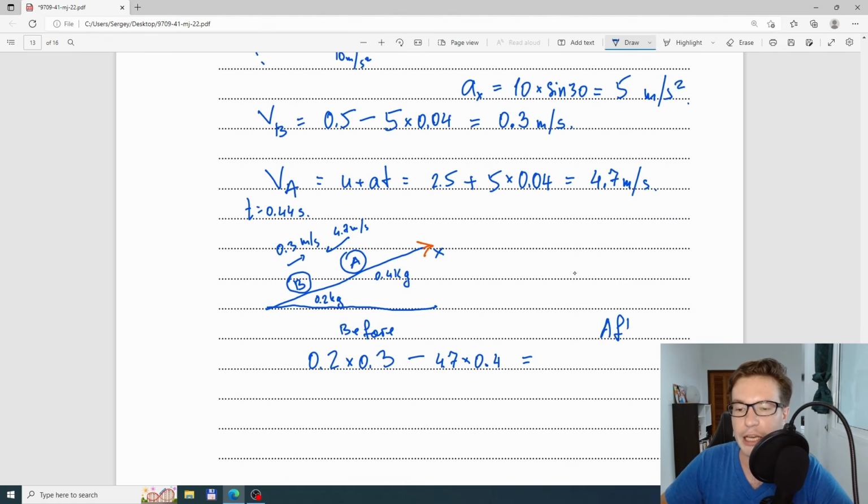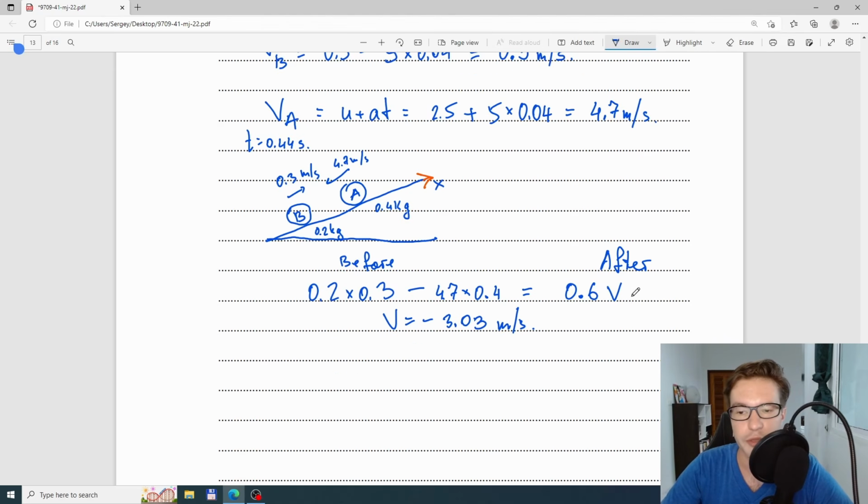Then after the collision, they're going to stick together, and their total mass is going to be 0.4 plus 0.2, which is 0.6, times the unknown velocity, the one we're looking for. Okay, and from here we can find the velocity. I got v equals to minus 3.03 meters per second. Why minus? Because I assume that this velocity after the collision is positive, so I assume that it's going up. I got negative value, so that means the combined particle actually is moving downwards.